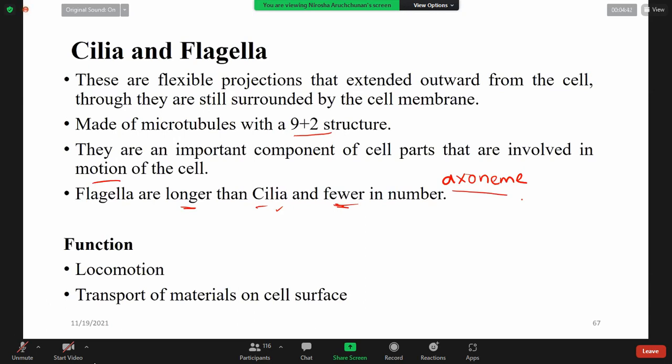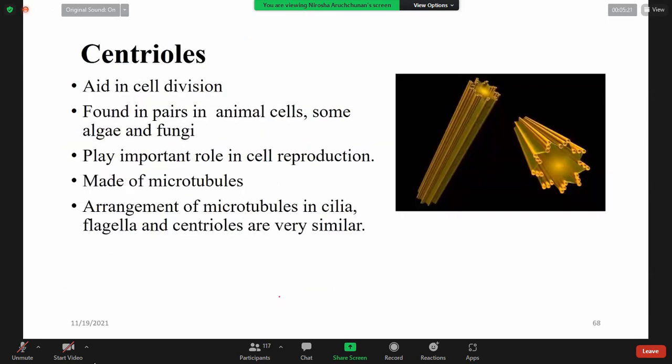The central tubules are interconnected by a bridge and are enclosed by a central sheath. One of the peripheral microtubular pairs is also interconnected to the central sheath by a radial spoke. So this is the 9+2 structure, right? The main function of cilia and flagella is locomotion, that is motion or mobility, and transport of material over the cell surface. And next one is the centriole.